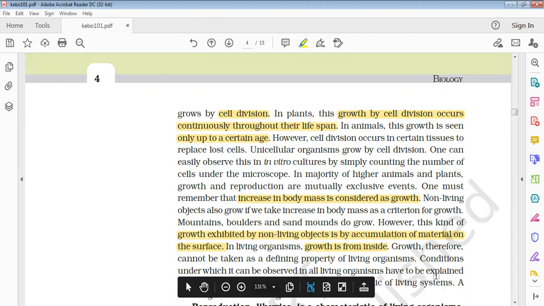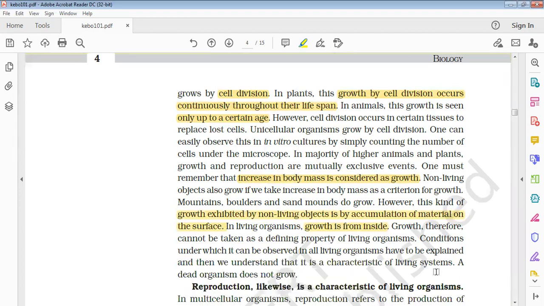So can we now consider growth as a defining property of living organisms? Now we are confused, because growth we considered for non-living objects as extrinsic growth and in the case of living organisms as intrinsic growth. So we cannot define living organisms with a particular characteristic known as growth. We have to consider other characteristics also. Only if growth is occurring, we can't define an object or a thing as living or non-living, because growth can take place in living as well as non-living. In living, it will be intrinsic, but in the case of non-living, it will be extrinsic.